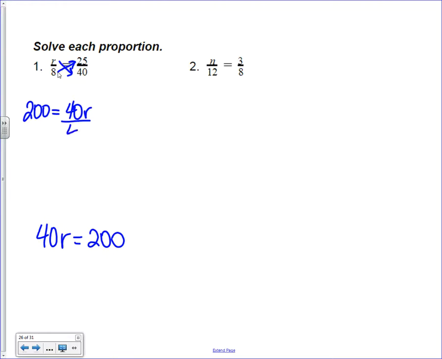Divide by 40. So the 40s will cancel. And what do you get? So putting a 5 up there where that r is will make the fractions equivalent. Can I prove it to you? You ready? If I put a 5 up there, that says 5 divided by 8, doesn't it?